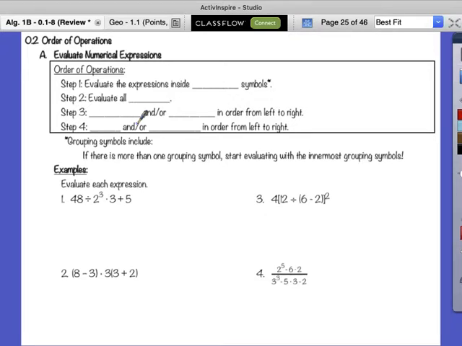PEMDAS. Okay. You guys might have heard something about ant too, right? Please excuse my dear Aunt Sally, right? And it's to help us remember the letters PEMDAS. Now, what's the P stand for, everyone? Parentheses. What's the E stand for? Exponents. M, multiplication. D, division. A, adding and subtracting. Okay.